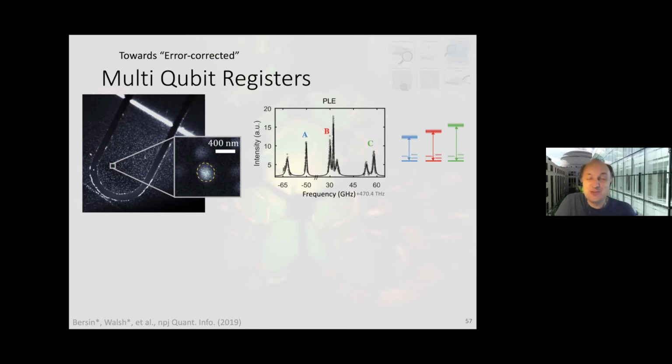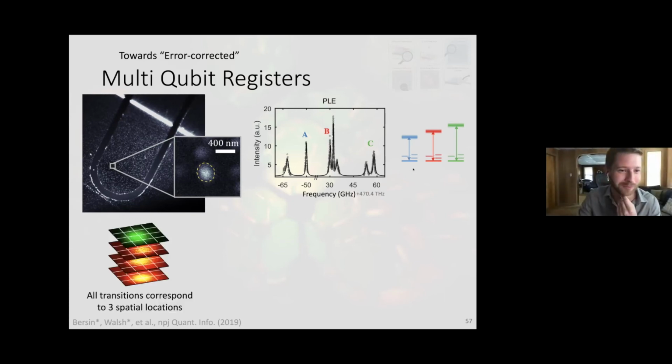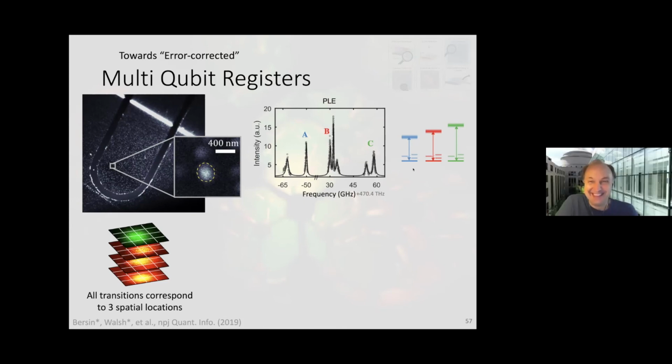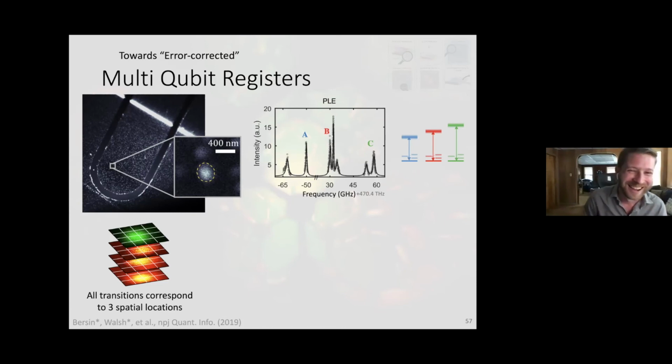Now, since you do have multiple qubits in your sample, the way you would select the one you want would be by choosing the color. Is that it? Precisely, yeah. So actually, that's perfect leeway into this. I haven't seen these slides before, so yes, please go ahead.